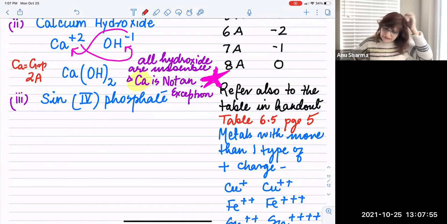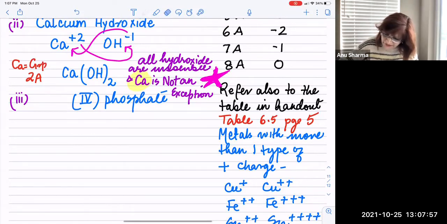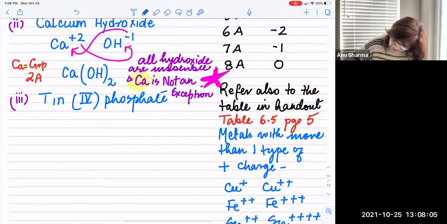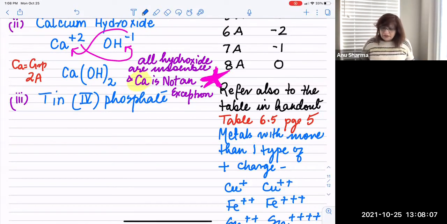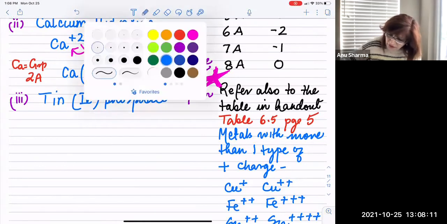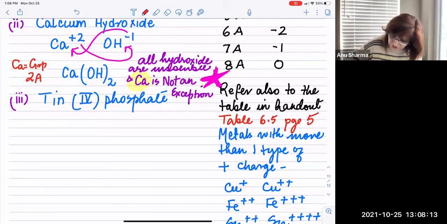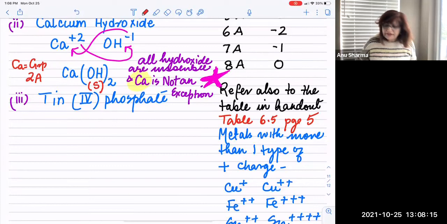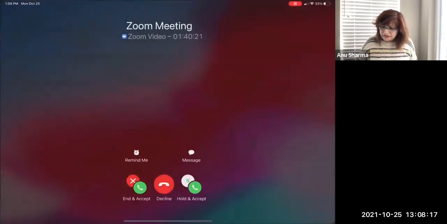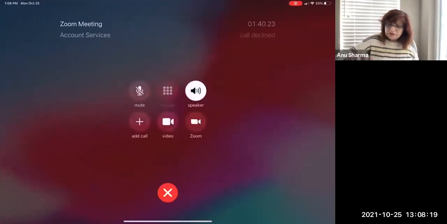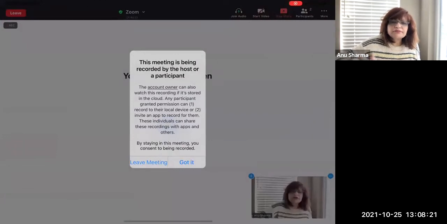Okay, next is, oh, tin. Sorry about that. This is Sn, that is tin. Tin 4 phosphate. I'm a little bit distracted here. So this calcium hydroxide is solid. Okay, all hydroxides are insoluble. Sorry about that.